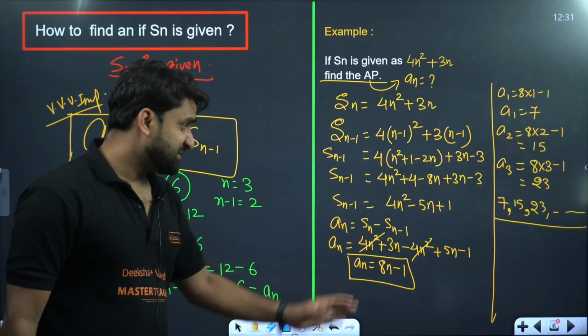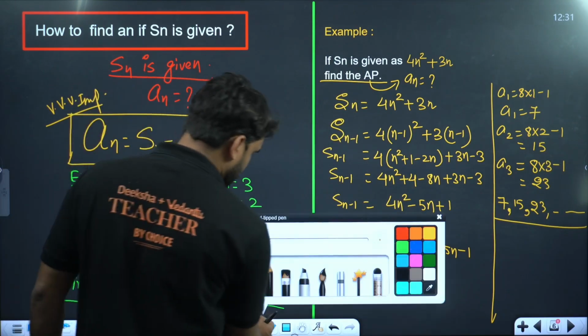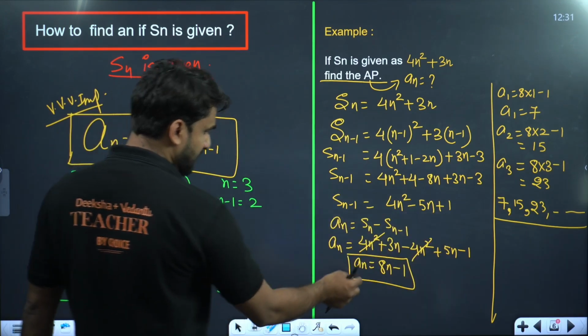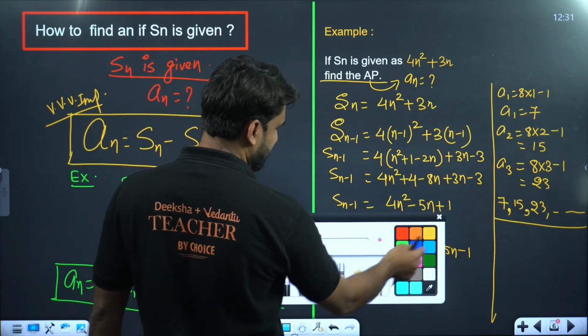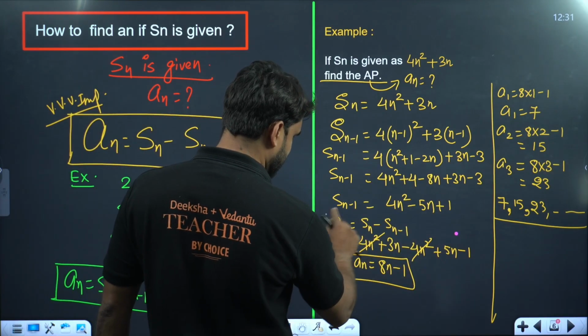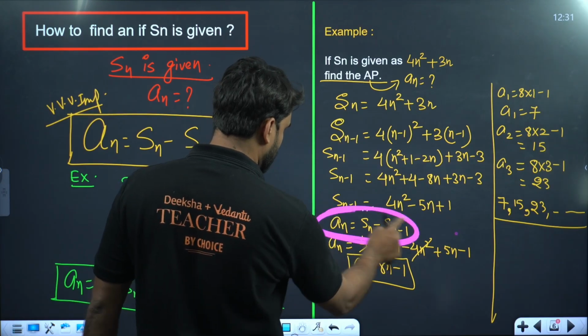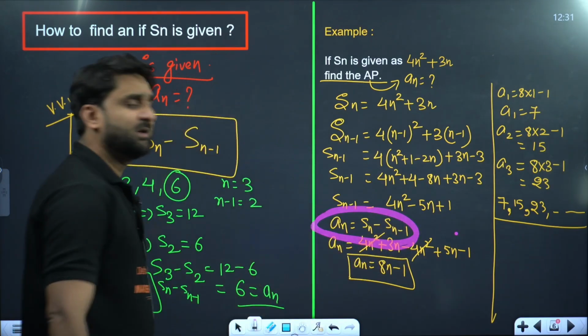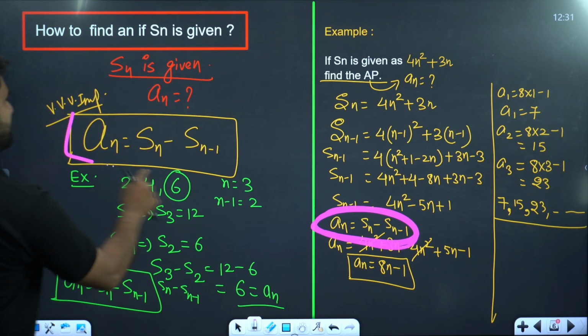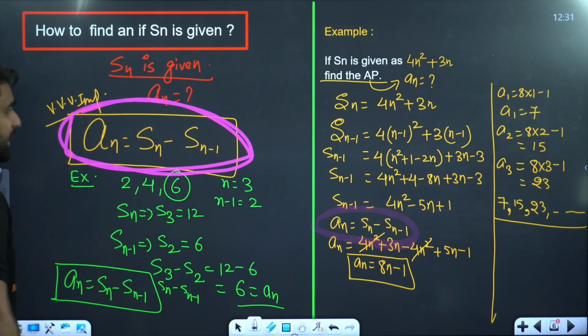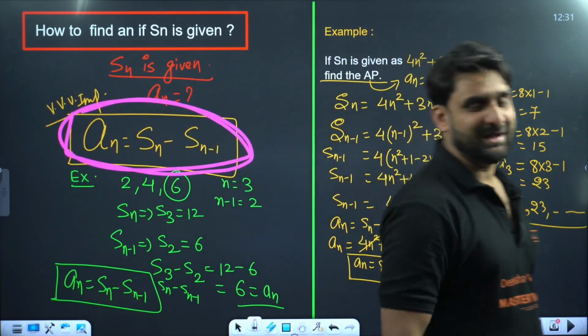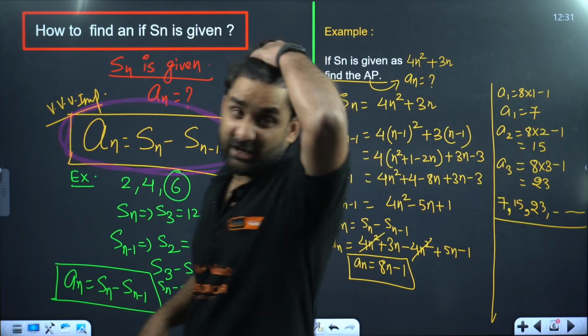So this is a very magical formula, everyone. Please look at the formula here. I want to tell you again: An is equal to Sn minus Sn minus 1. So always make sure to use this formula when required. By subtracting Sn minus 1 from Sn, that will give you the nth term.